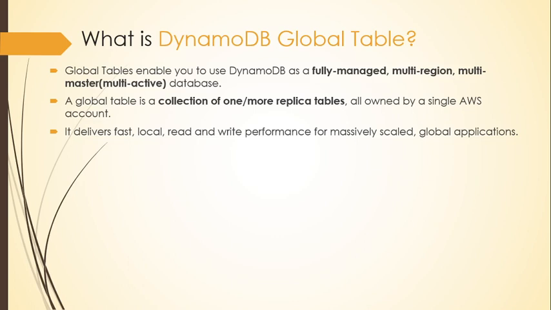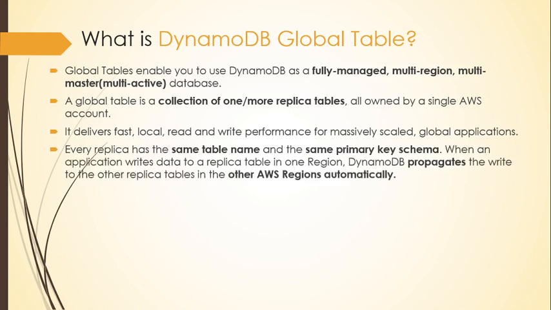If you have users spread across the globe and you want to have high performance and low latency, and your users want to access data from their nearest region, you can use global table and you can have your table in multiple regions at the same time. Every replica has the same table name and the same primary key schema.